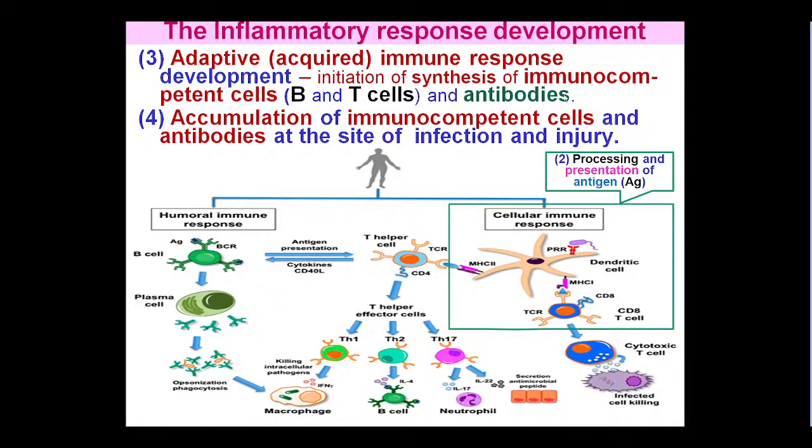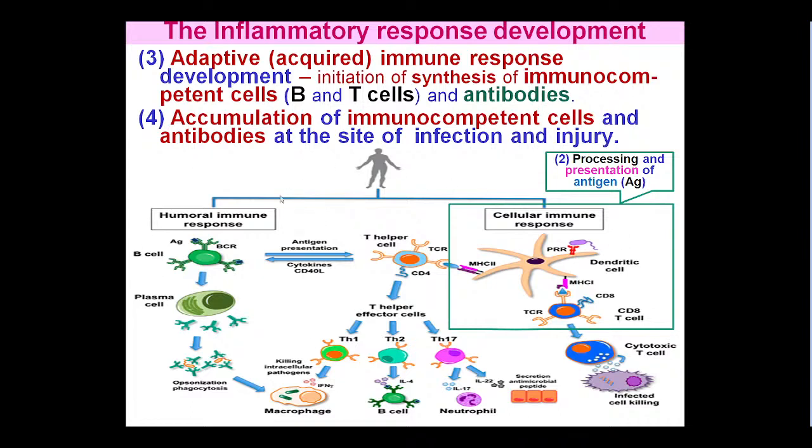After secondary recognition of non-self, an adaptive acquired immunity response is developed. This is the third stage. The development of the acquired immunity response is a process of replication of B cells activated by antigen and T cells activated by antigens, and the beginning of the synthesis of antibodies. This process is followed by accumulation of immunocompetent cells, mature T cells, mature B cells, plasma cells producing antibodies, and antibodies at the site of infection and injury, the place infected by the organism.